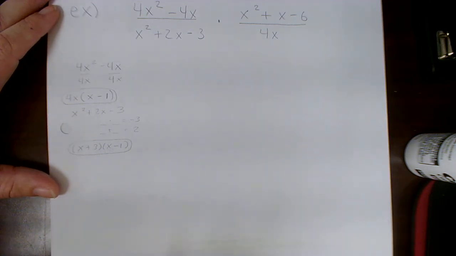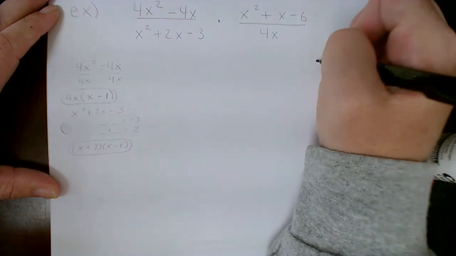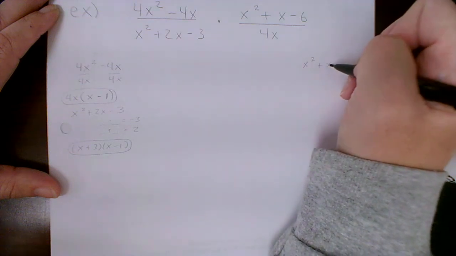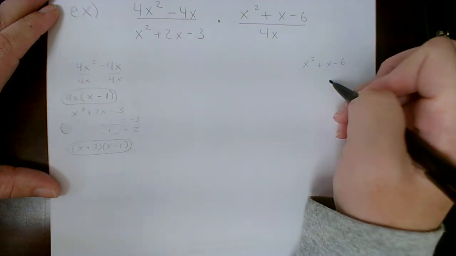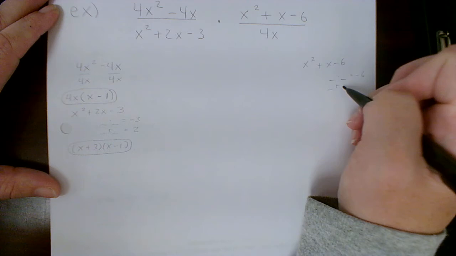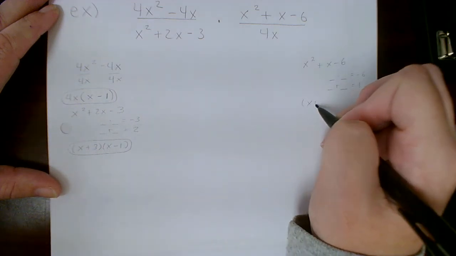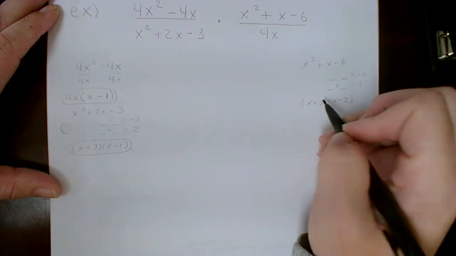Now, that is unfortunately only the first fraction. I have to go back over here and work on the second fraction now. I'll do that work over here. So if I take the top, x squared plus x minus 6, there is no greatest common factor, but it is a trinomial. So I will consider what multiplies to be negative 6, but adds to be 1. You should end up with positive 3 and negative 2 as your choices.